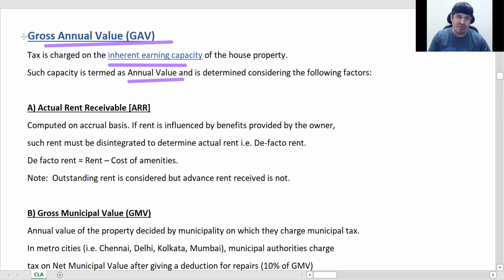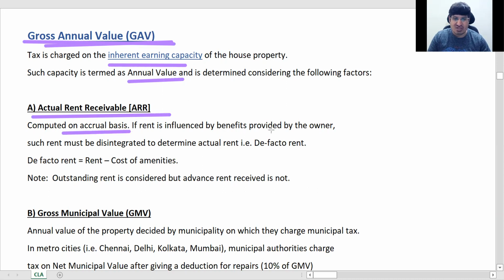So now to compute your gross annual value, ये find out करने के लिए gross annual value 4 चीजों की जरूरत पड़ती है. We need 4 things. One is actual rent receivable. It's called actual rent received or receivable actually. Okay. So this shows you how much rent you will be receiving in that property. Right. So it's computed on accrual basis.